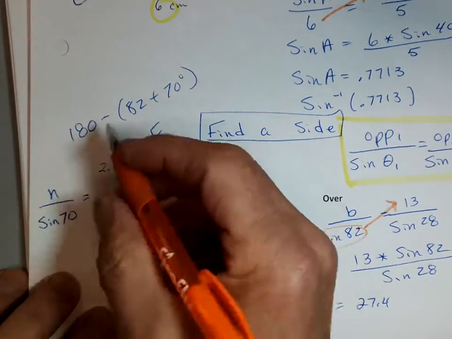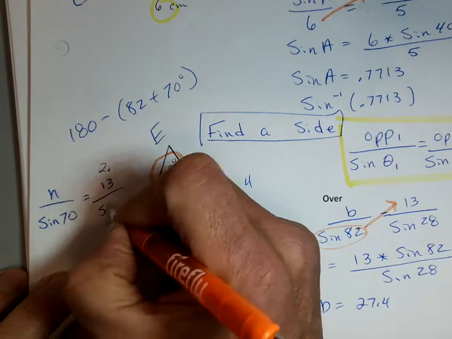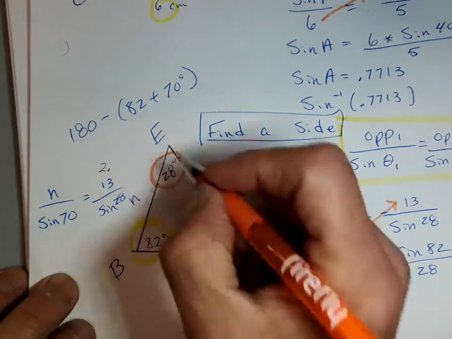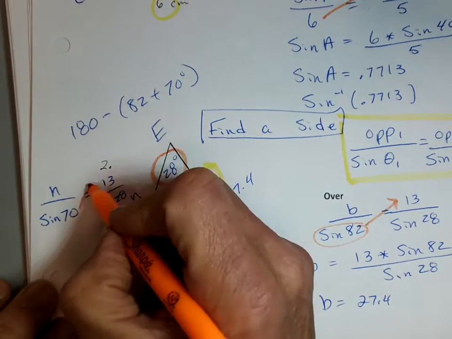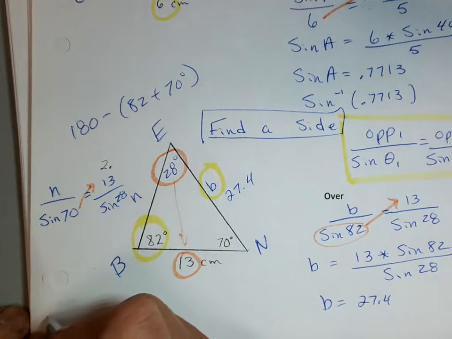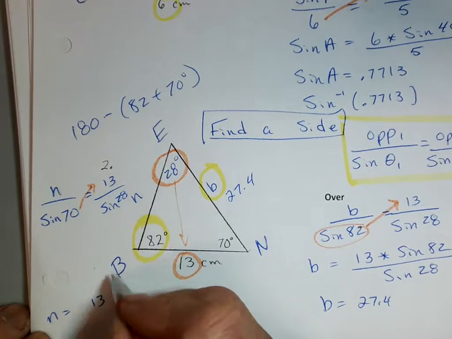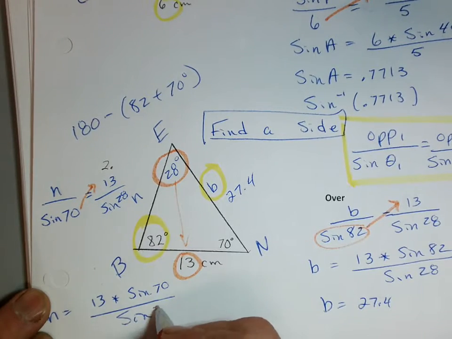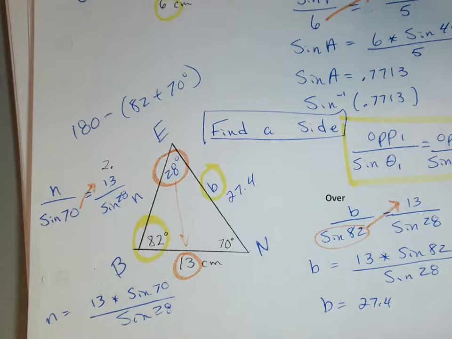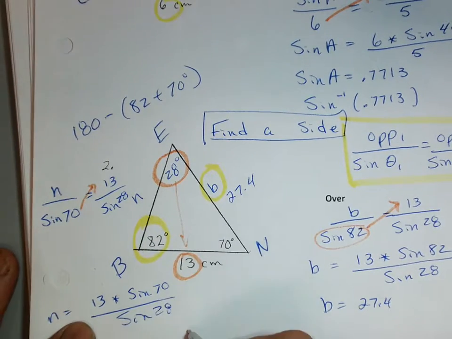13 over the sine of 28. And I'll multiply up the sine of 70. So little n is going to equal 13 times the sine of 70 over the sine of 28. I'm just going to use my calculator: 13 times the sine of 70, close parentheses, divided by sine of 28. I get about 26. Little n is 26.